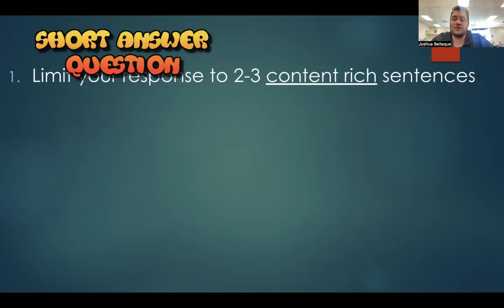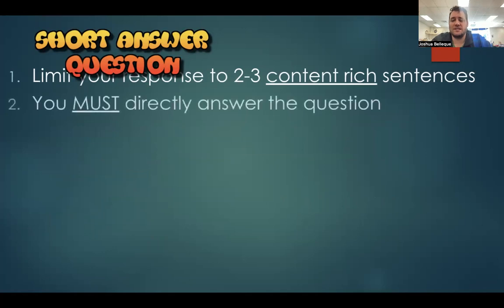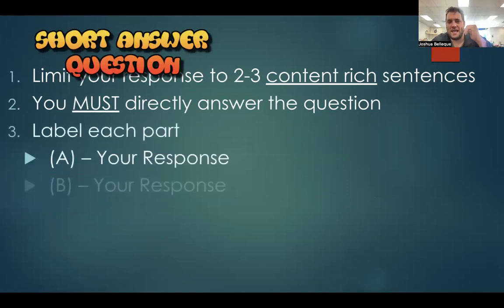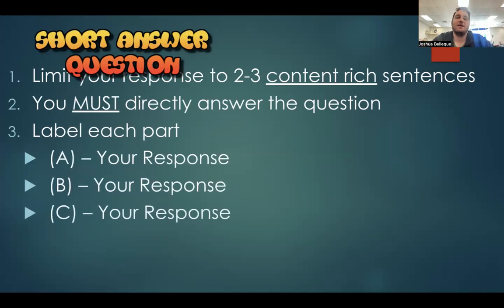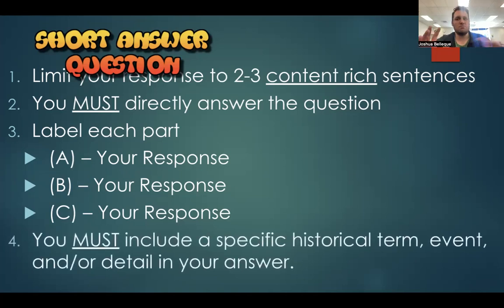So your answers should be 2 to 3 content-rich sentences per A, B, and C. So for each of them, you're looking at somewhere between 6 to 9 sentences total. You need to directly answer the question, label each part A, B, and C with your response after it. Make sure it's labeled so it's clear that this is where my answer is going. And then include as much specifics as possible, historical terms, events, or details in your answer. Make sure that that is as specific as possible. And the more content you add, the better.